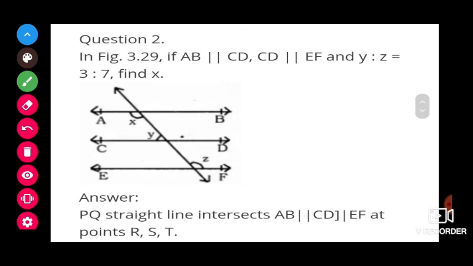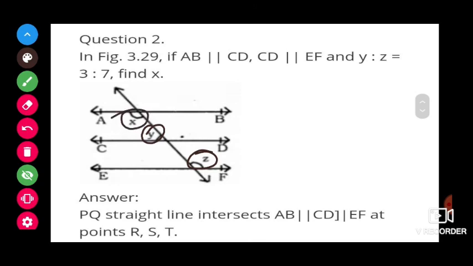Next, question number 2. In figure 3.29, if AB is parallel to CD and CD is parallel to EF, then y is to z is equal to 3 is to 7. Where is the y? Here is the y. This is to this is equal to 3 is to 7. Find the value of x.